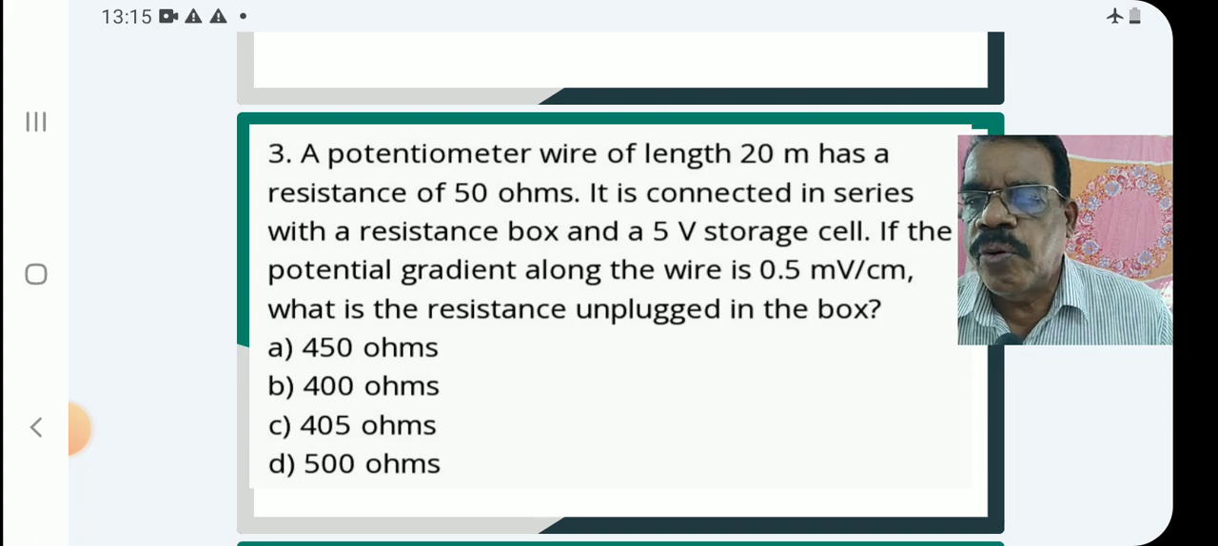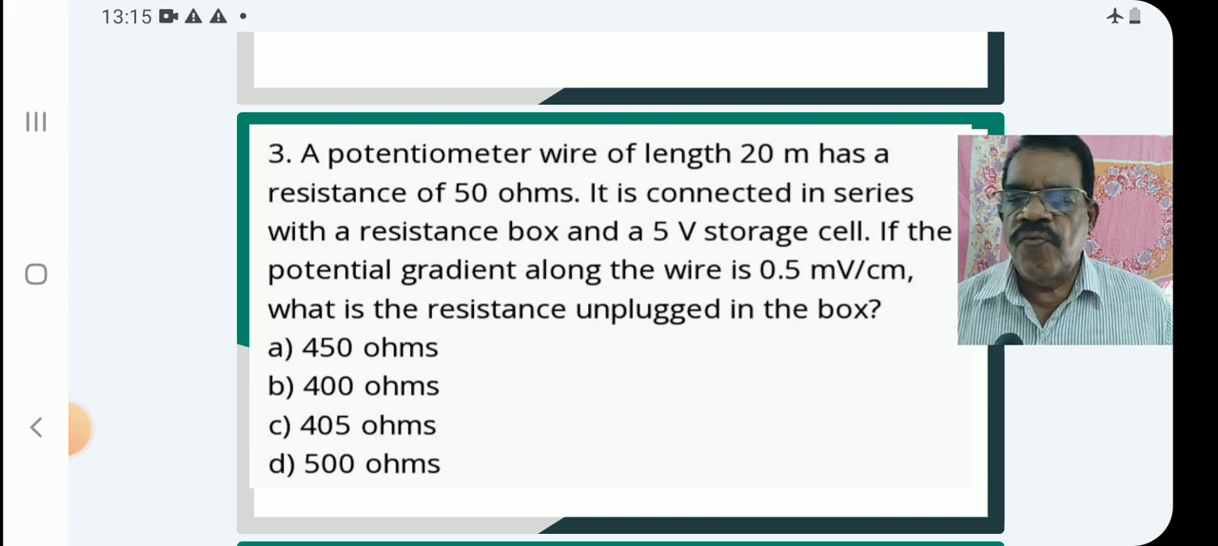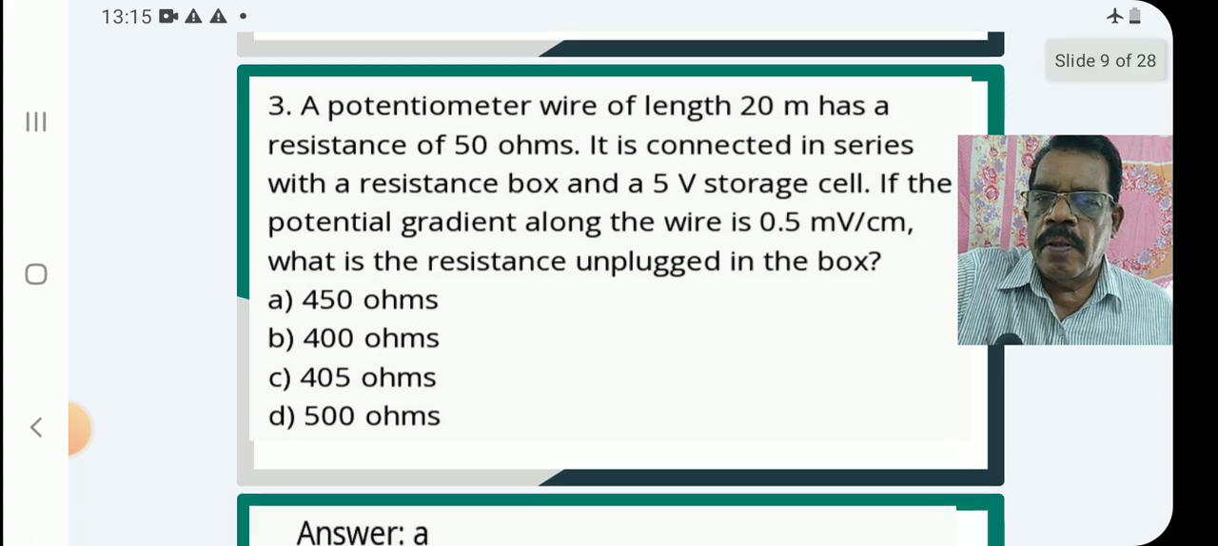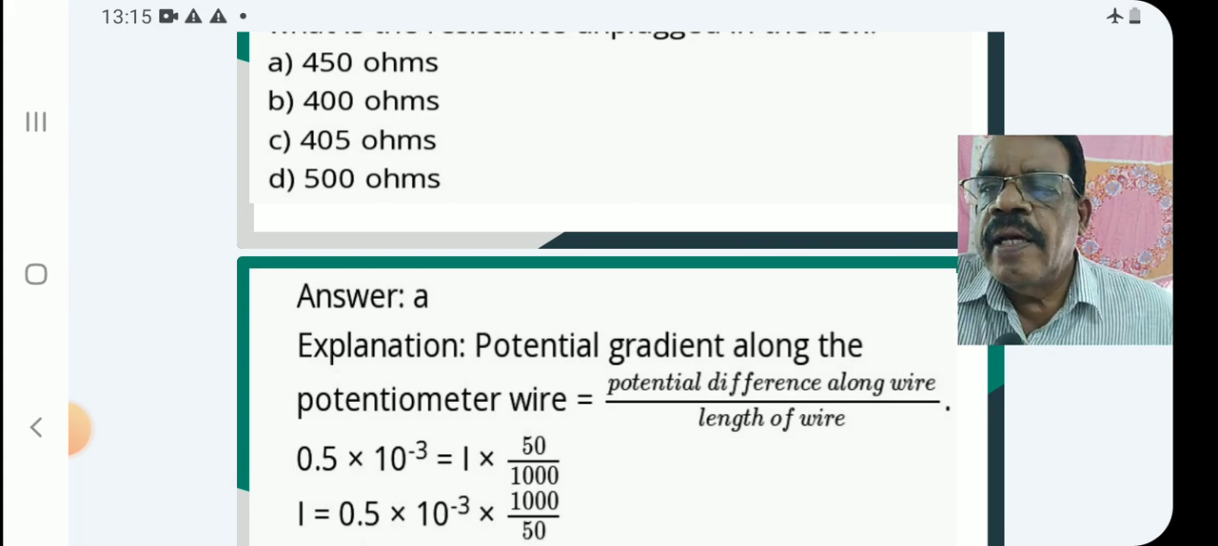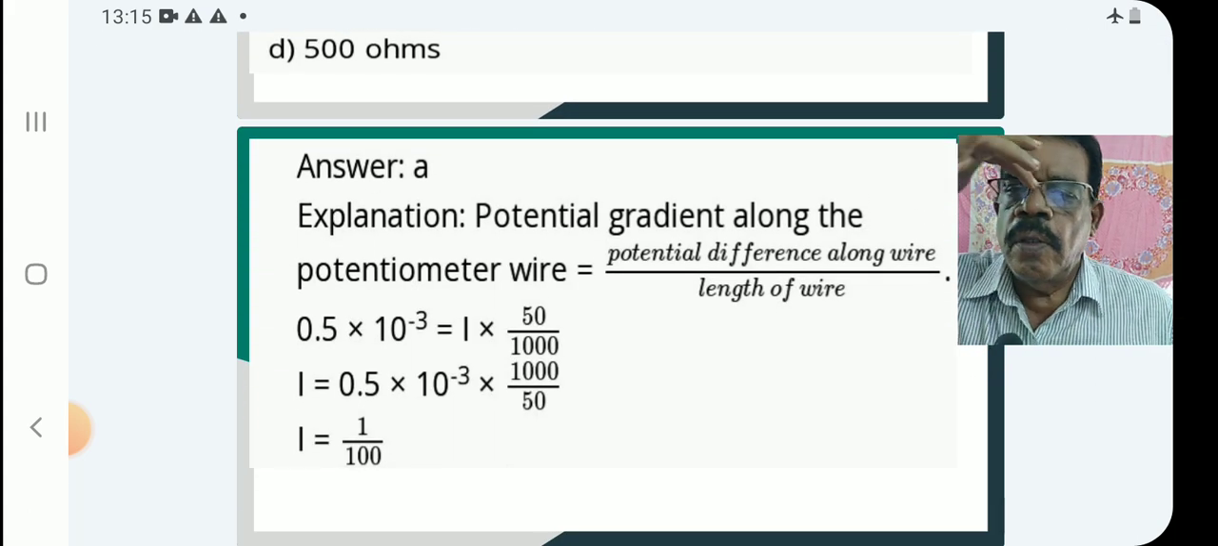Answer options: 450 ohms, 400 ohms, 405 ohms, 500 ohms. The answer is A, that is 450 ohms. You look here.